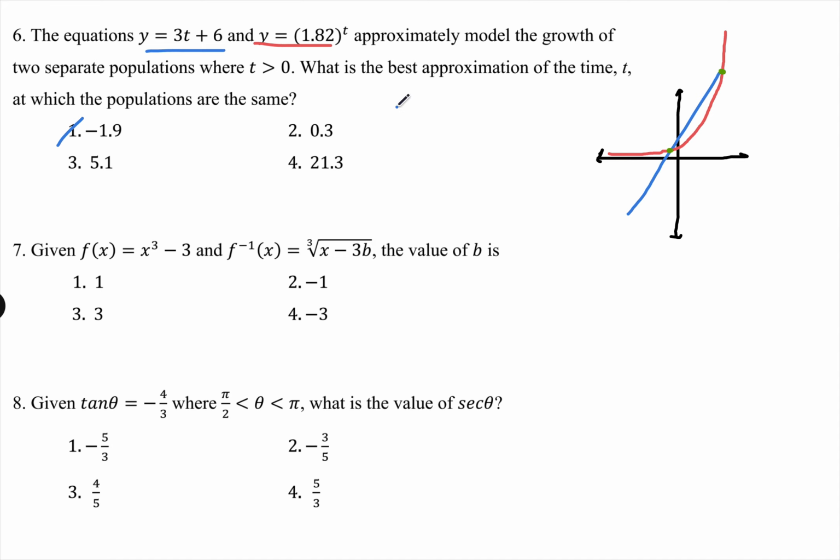If you move the cursor over to the right a little further when you use the intersect function, second trace, intersect, you're actually going to get a value of 5.1, which is the point where the two populations are the same.